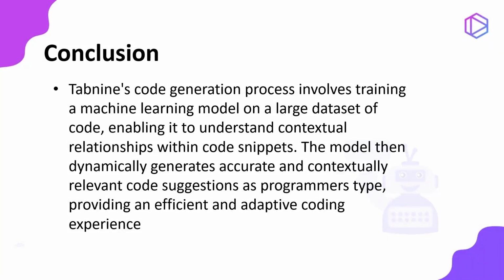Tabnine conclusions. The code generation process involves training a machine learning model on large datasets and enabling understanding of contextual relationships within the code snippets only. The model dynamically generates accurate and contextually relevant code suggestions as programmers type, providing an efficient, adaptive coding experience and making quick decisions to complete problem-solving techniques.